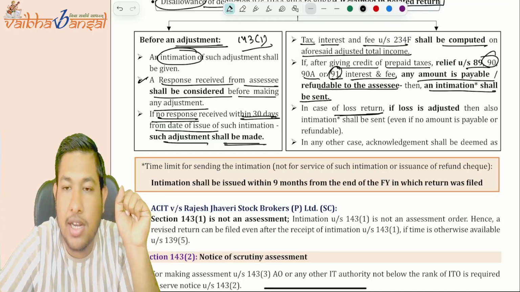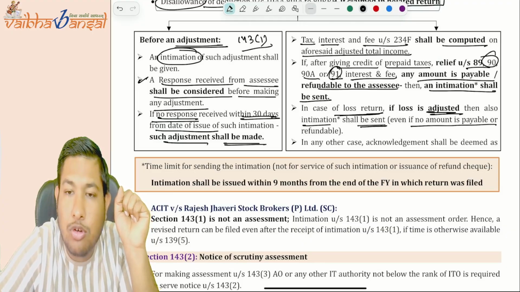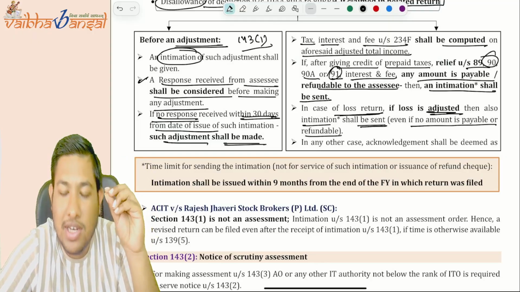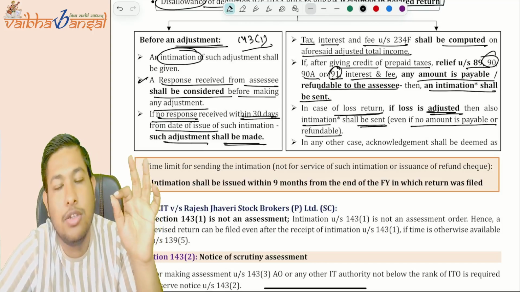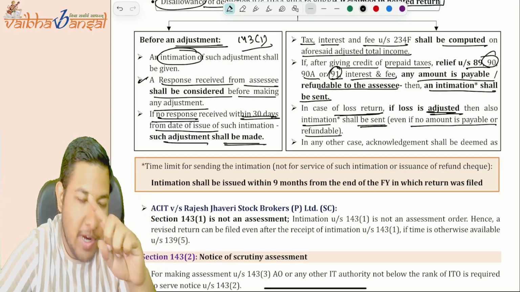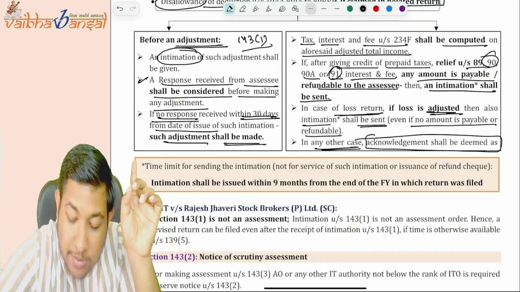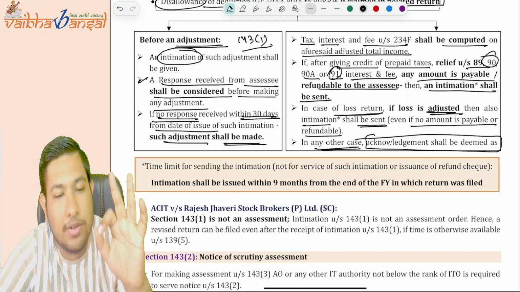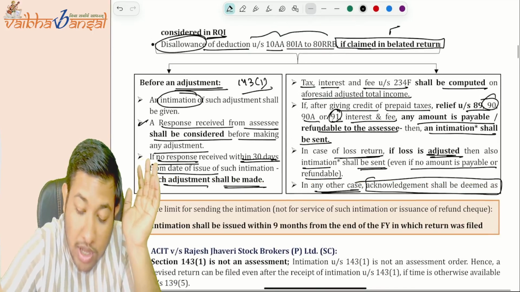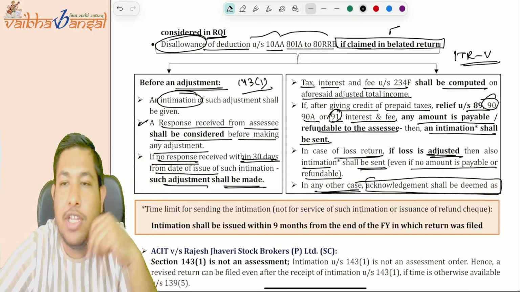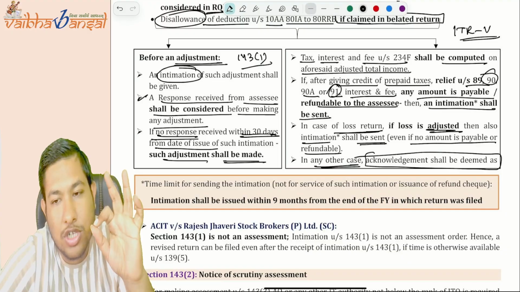In case of a loss return, if the loss is adjusted, then the intimation shall be sent even if no amount is payable or refundable. If there is a loss return, no amount is payable, no amount is refundable, the department will definitely send you the intimation. And in any other cases, the acknowledgement shall be deemed as intimation. After filing, you get the acknowledgement, which is also known as ITRV. That acknowledgement shall also be deemed as intimation.